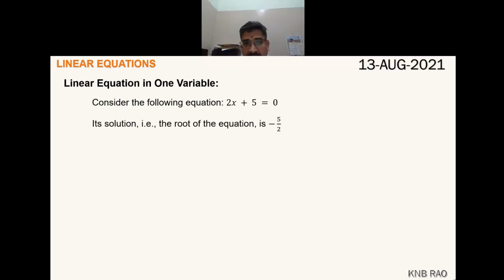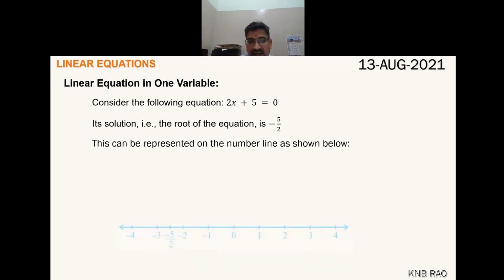And its solution. What is its solution? You know, its solution or the root of the equation is minus 5 by 2. You know how to solve it. Suppose you wanted to show it on a line. This can be represented on the number line as shown below.